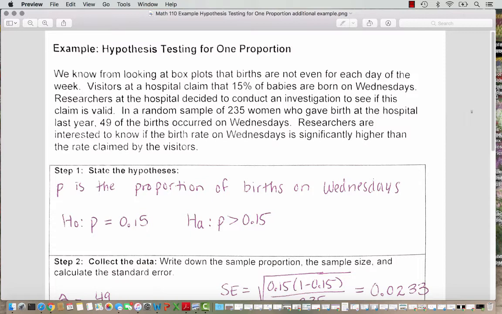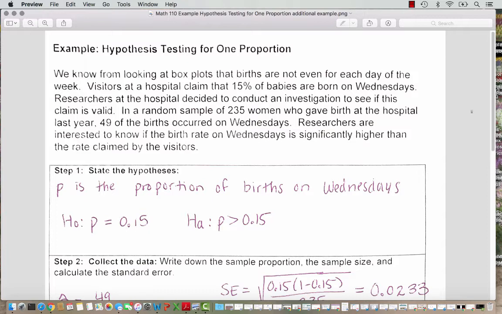We are going to use P to represent the proportion of births on Wednesdays, and we are going to use decimal form for proportion. So we are going to say 0.15 instead of 15%. Our null hypothesis always has equality, so our null hypothesis is a statement of the claim that the visitors made, that 15% of babies are born on Wednesdays. So for our null hypothesis, we have that the proportion equals 0.15.